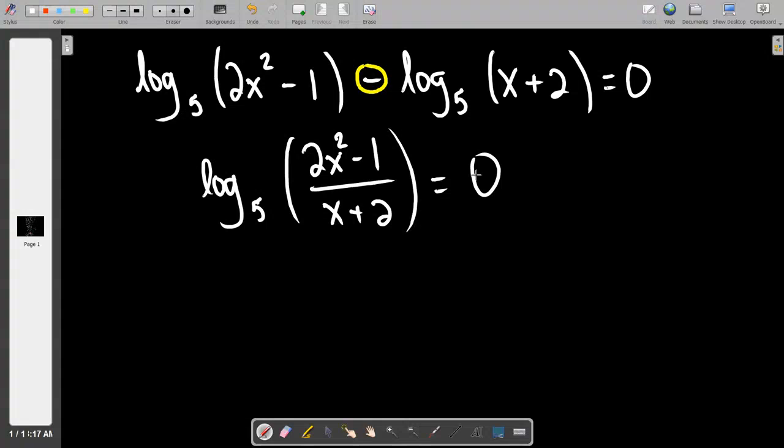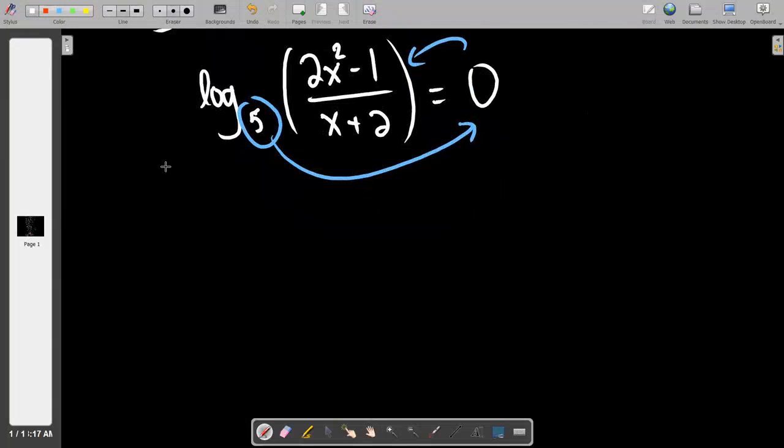We treat these problems a little differently. We don't polynomial long divide the top by the bottom. In a problem like this, we're just going to go right to the water cycle diagram because you'll see why in a second. So on these division ones, we just hop right to it. This to the this equals this. What is 5 to the power of 0? Yeah. So I have 1 equals 2x squared minus 1 over x plus 2.